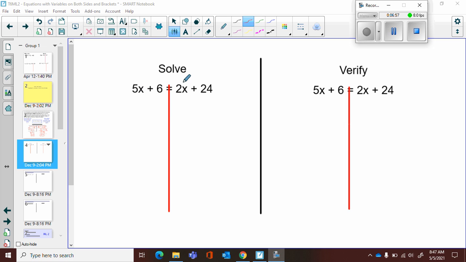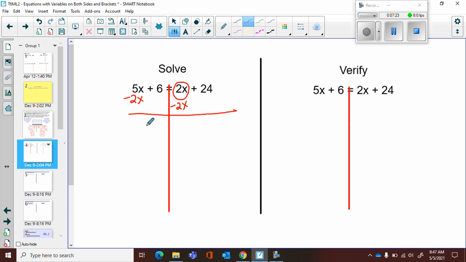So I'm going to move this, oops, try that again, this 2x over to the other side. So I'm going to subtract 2x because this is a positive 2x. So to make a 0 pair and to get rid of it, I need to subtract 2x. I do the opposite operation. But if I do it to one side, I have to do it to the other.